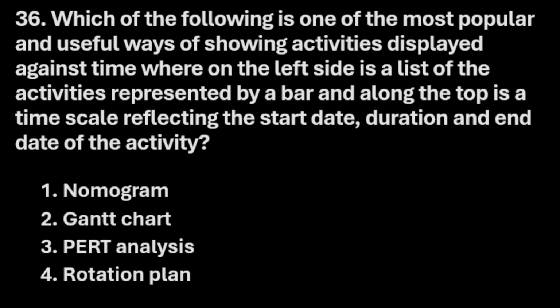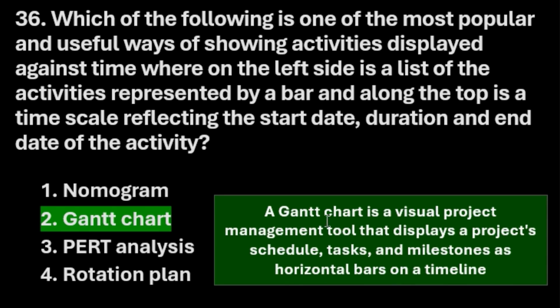Next question. Which of the following is one of the most popular and useful ways of showing activities displayed against time, where on the left side it is a list of the activities represented by a bar and along the top is the time scale reflecting the start date, duration, and end date of the activity? Option 1 nomogram, option 2 Gantt chart, option 3 bird analysis, and option 4 rotation plan. Right answer is Gantt chart. Gantt chart is a visual project management tool that displays a project schedule, tasks, and milestones as horizontal bars on a timeline.